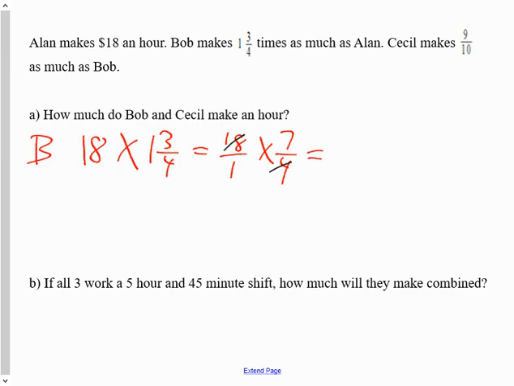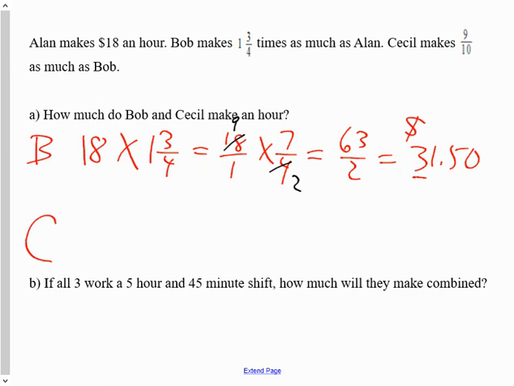It would be helpful if I cross-reduce this to 9 over 2. You don't have to, but it'd be easier. That's 63 over 2, which means that's 31.5, or $31.50. $63 divided by 2 is $31.50. And Cecil makes 9/10 as much as Bob.